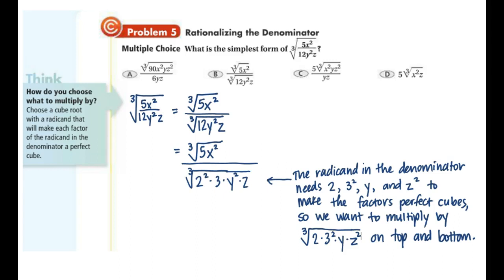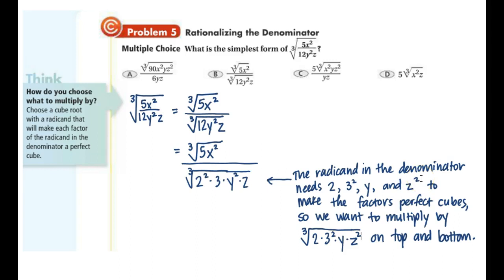So 2 squared just needs to be multiplied by 2 in order to make that a perfect cube. 3 needs to be multiplied by 3 squared in order to make that a perfect cube. Y squared needs to be multiplied by y in order to make that a perfect cube. And z needs to be multiplied by z squared in order to make that a perfect cube.